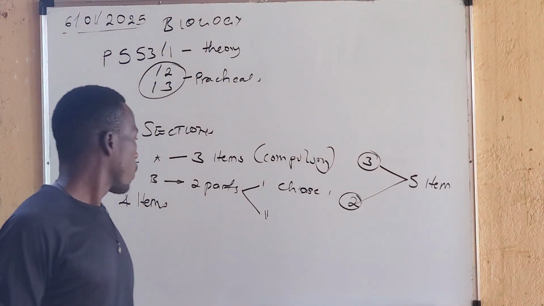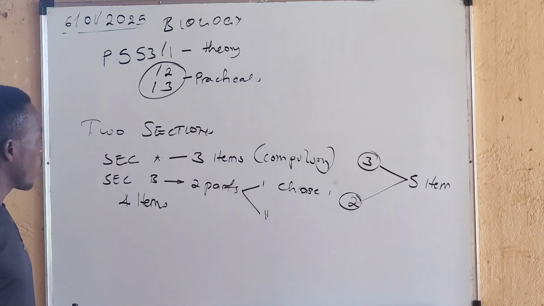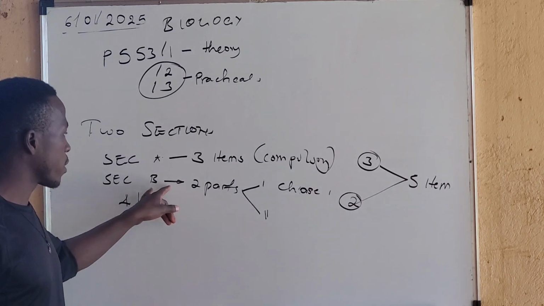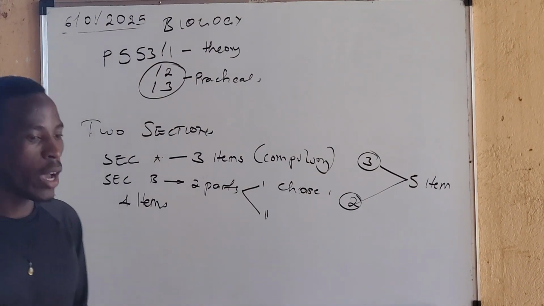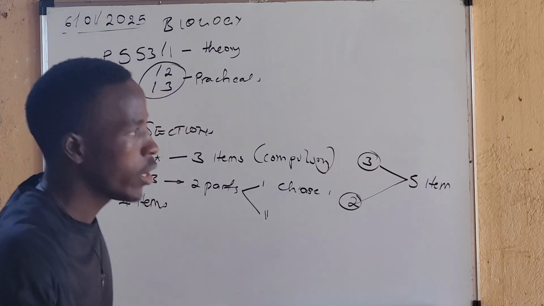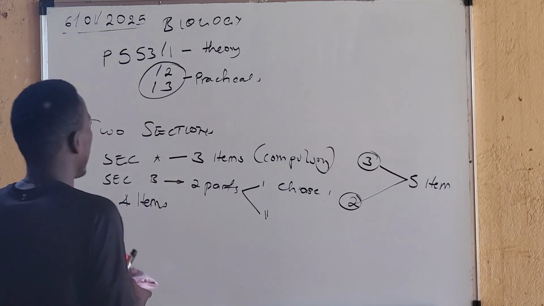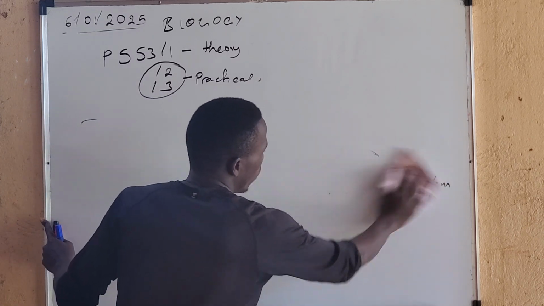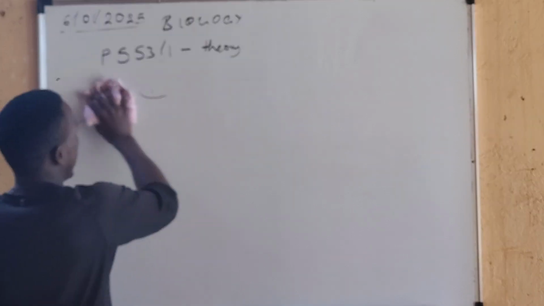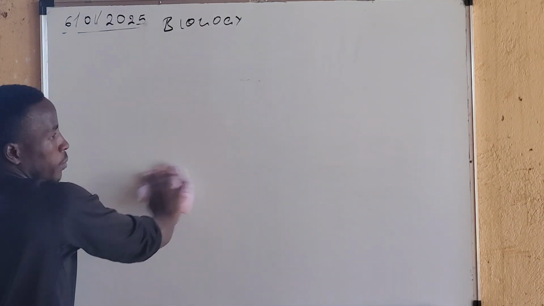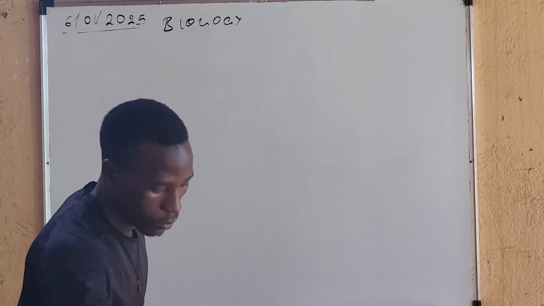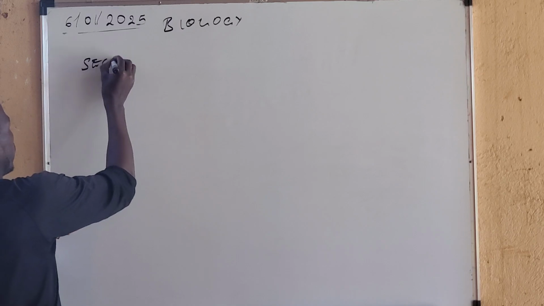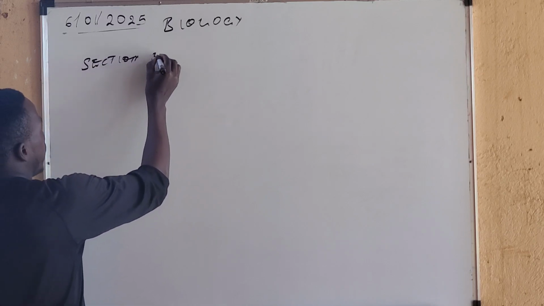Now, I want us to observe items under section A and items under section B. How do we answer? What do we answer and when do we answer? That's the purpose of this lesson today. So, let's first learn about the items of section A. Section A has got 3 items.